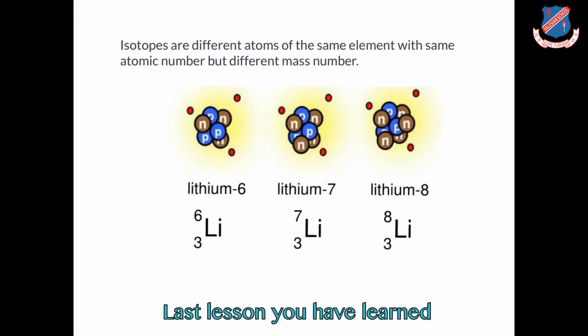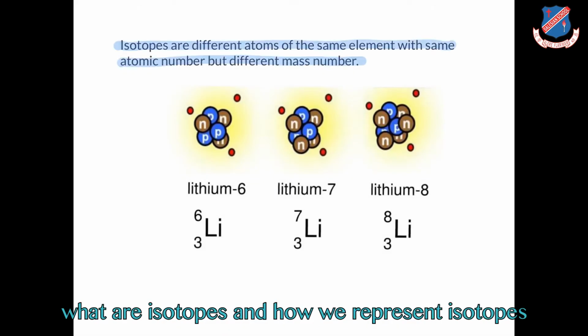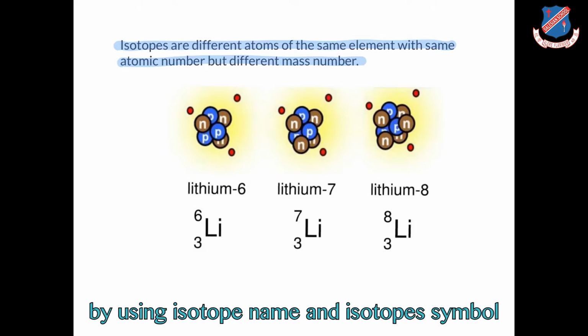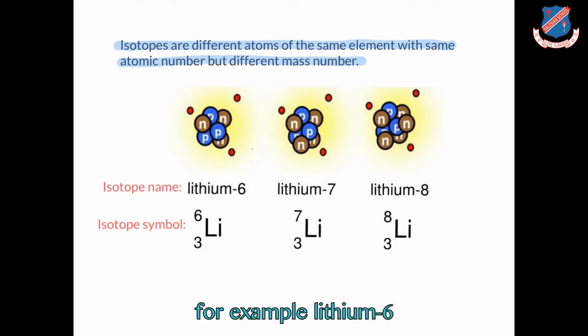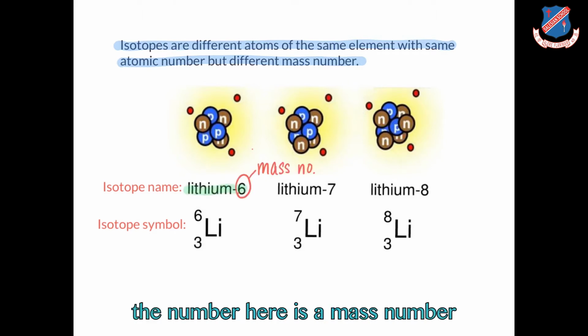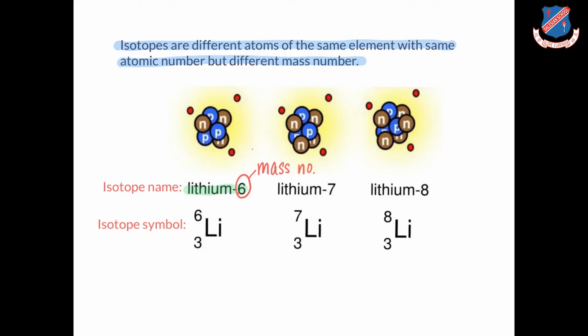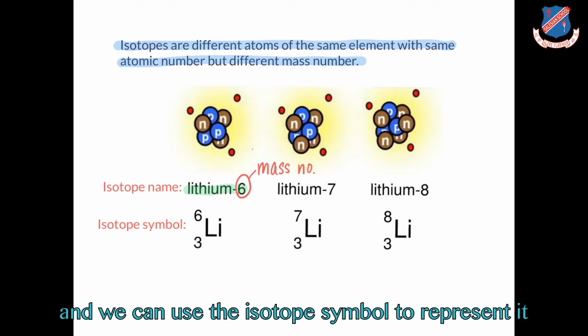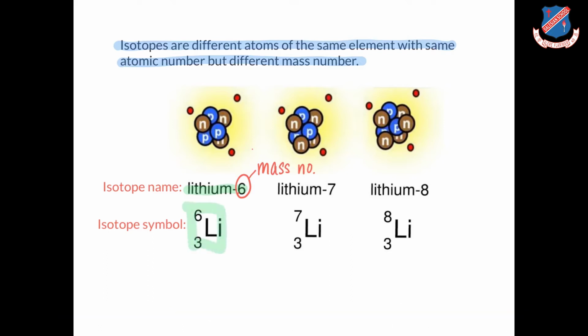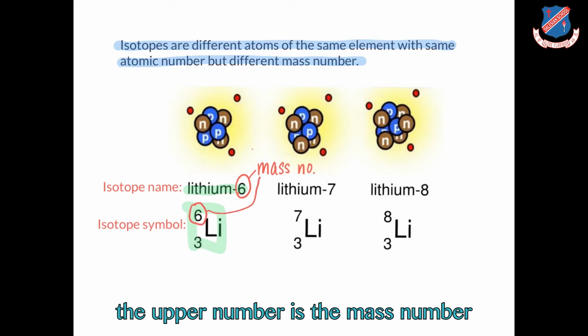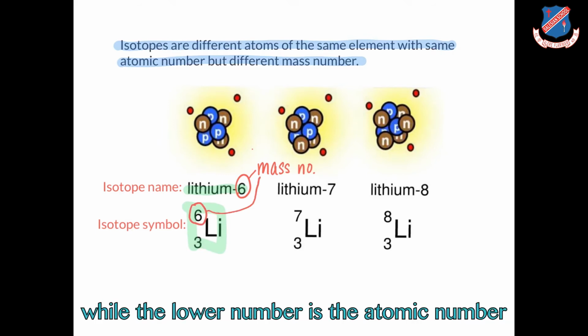Last lesson, you learned what isotopes are and how we represent isotopes by using the isotope name and isotope symbol. For example, lithium-6. The number here is the mass number, which means that this isotope has a mass number of 6. And we can use the isotope symbol to represent it. The upper number is the mass number, while the lower number is the atomic number.